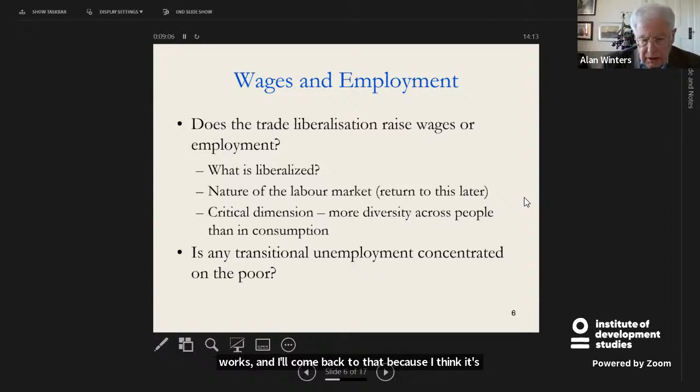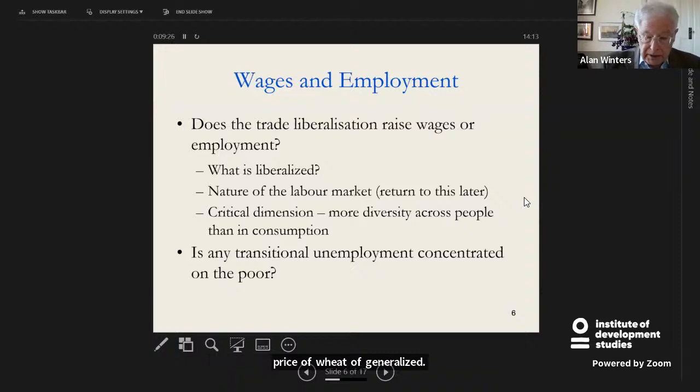It's critical because on the whole, people's bundles of consumption are pretty similar. So if you drive the price of wheat up, for instance, in a poor economy, nearly everyone is consuming products related to the price of wheat. There's a sort of generalized squeeze there.